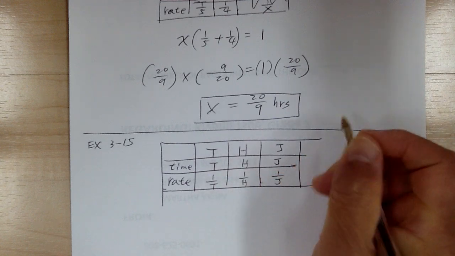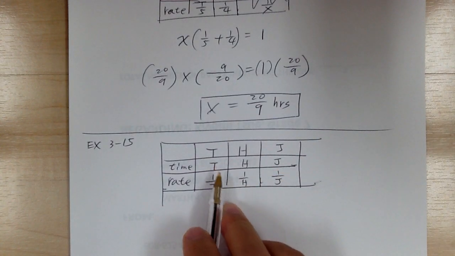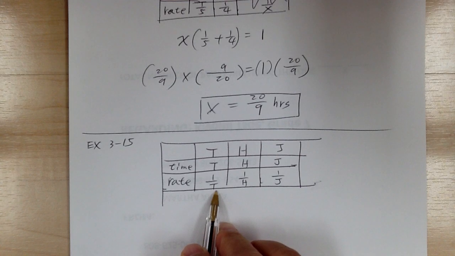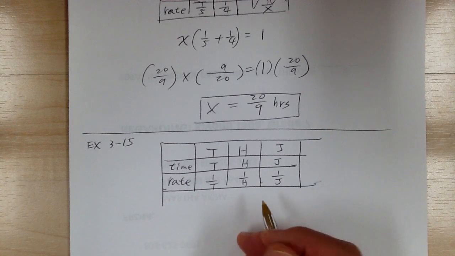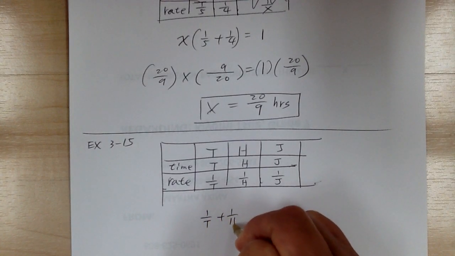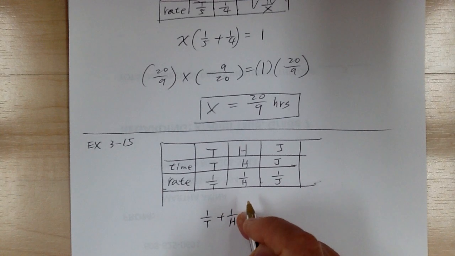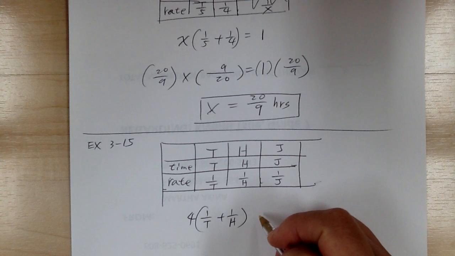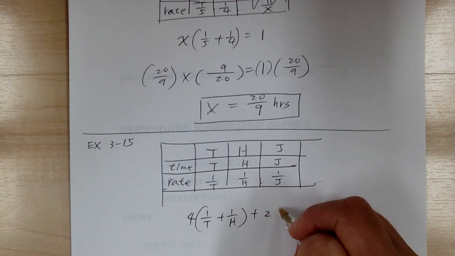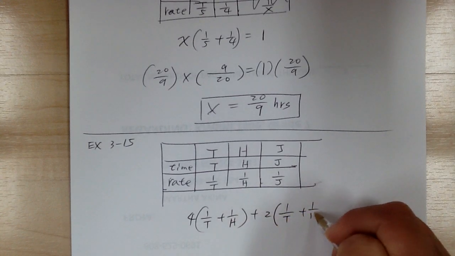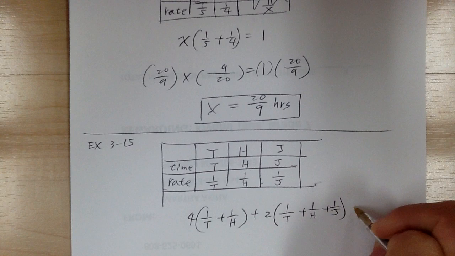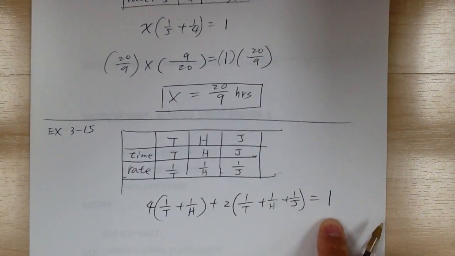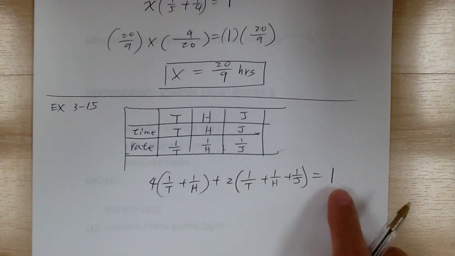Right? So again, this is how long it takes, and this is how much gets done in 1 hour. So all you have to do is translate. Tom and Huck, so it'll be 1/t plus 1/h. Tom and Huck painting the fence for 4 hours, so times it by 4. After which Jim helped them and they finished 2 hours later. So 2 hours when all three of them work together. And this will equal 100% of the job, or one fence.